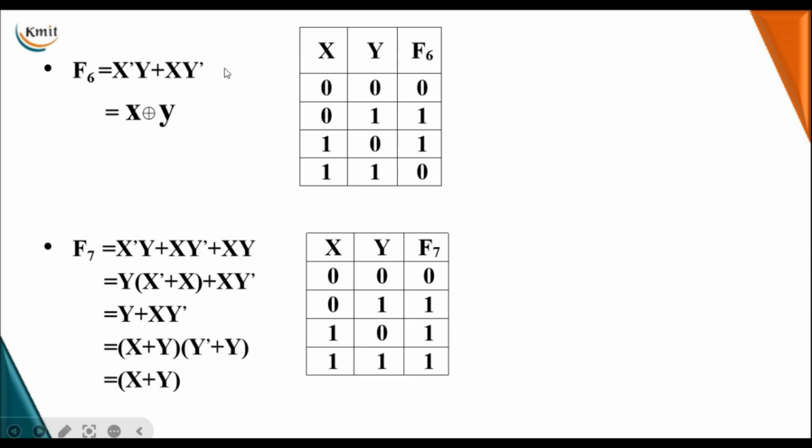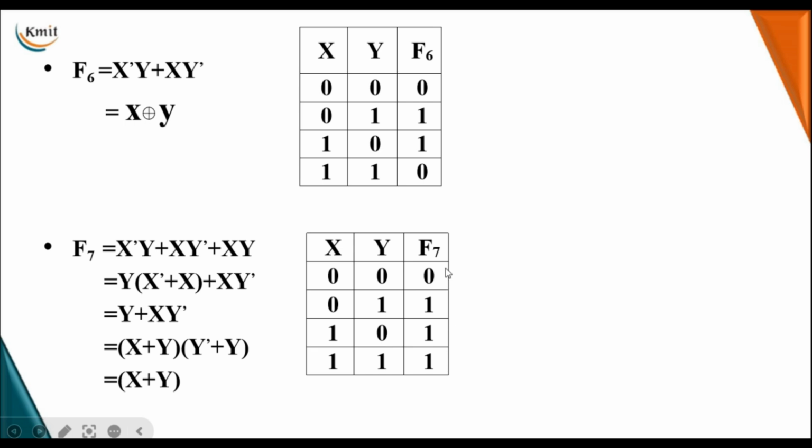F6 has two functional values, for the combinations 0 1 and 1 0 of xy. So we write that as the product terms x bar y OR xy bar. It resembles a special function, which is the exclusive OR operation between x and y.